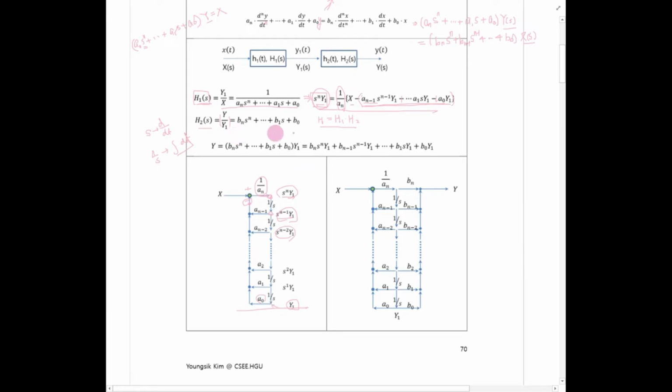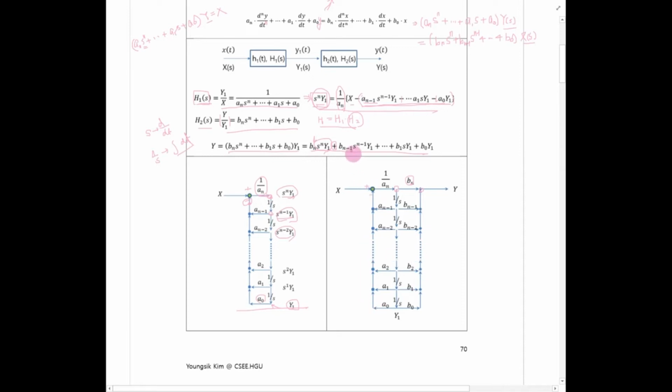Okay, and to apply h2, we need to use these equations. It means y is given in this way, so we can calculate this part. We know that the s^n y1 is this node. This node is scaled by Bn, and added. So this is a sum, but this one is a subtraction. So all the other nodes are summing up.